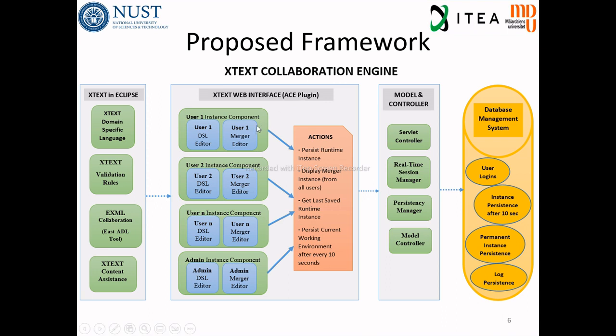Here we have a number of instances of users. Each user can have his own personal editor for writing DSL and a merger editor just to display the merger of all the instances that are present in the domain of that project. User 2, user n, user admin. You can have multiple users with multiple role assignments. They can be a generic user, a super user, or an admin user depending on the requirements. So they can persist the runtime environment, and a user can display the merger of all other users' instances.